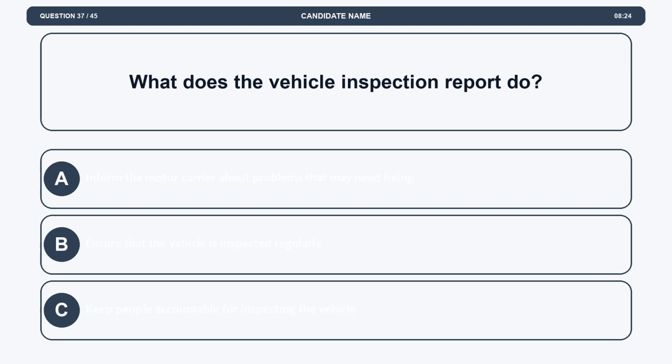Question 37. What does the vehicle inspection report do? Option A. Inform the motor carrier about problems that may need fixing. Option B. Ensure that the vehicle is inspected regularly. Option C. Keep people accountable for inspecting the vehicle.